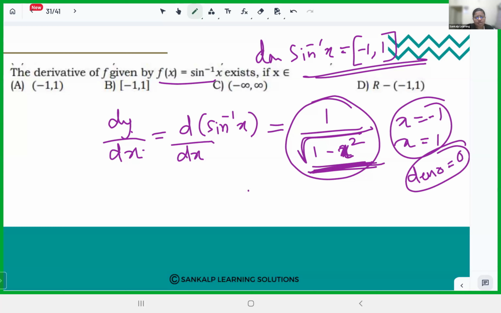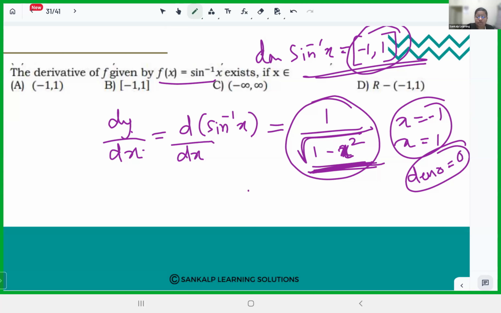So x equal to -1 or x equal to 1 is not possible in that case, because if you put x equal to -1 or x equal to 1, the denominator will be equal to 0, so the function will not be defined. So which all values can the derivative of sine inverse x take? It can take all the values in between -1 and 1, but it cannot take the values -1 and 1.